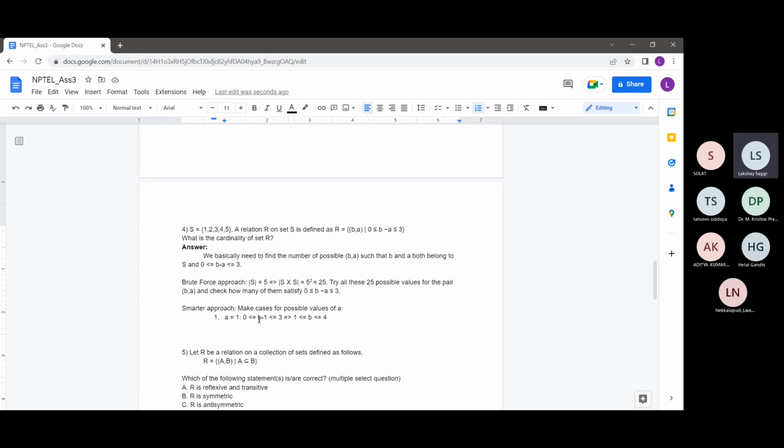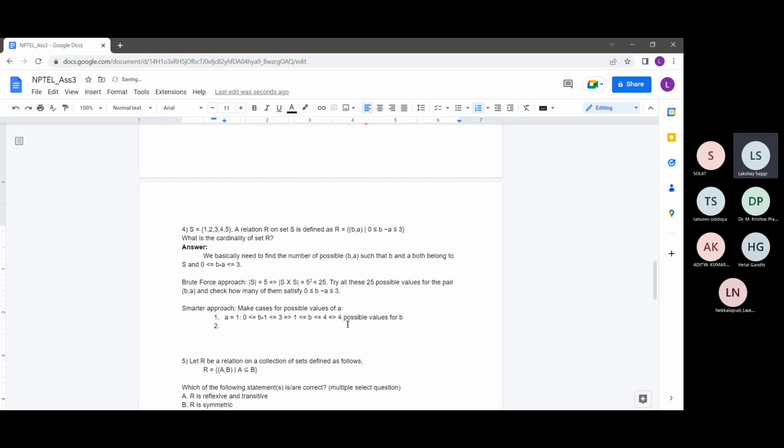So just taking the cases. First case is when A is 1, and in this case 0 will lie. Basically I have put in this condition A as 1. So B minus 1 will lie between 0 and 3, so B will lie between 0 and 4. Since B can take the values 1, 2, 3, 4, there are 4 possible values for B in this case.